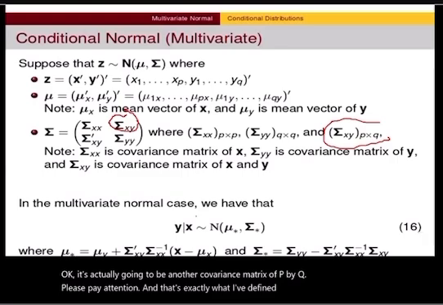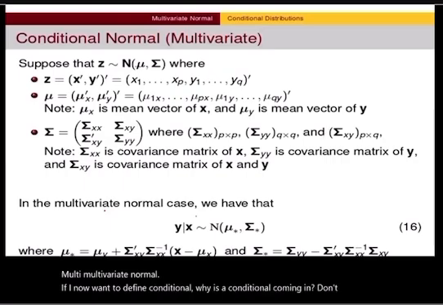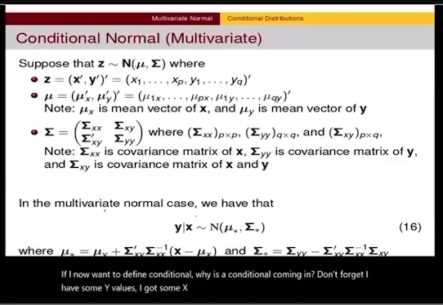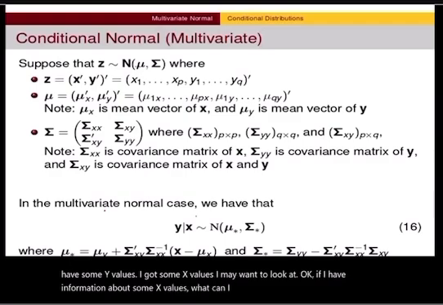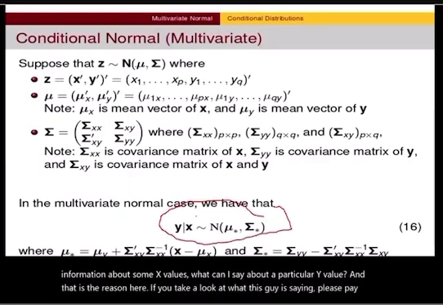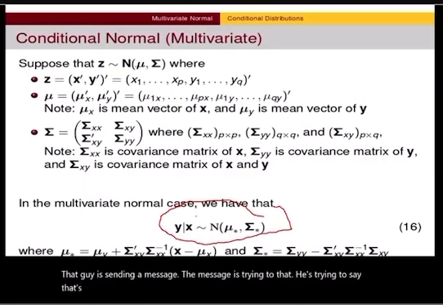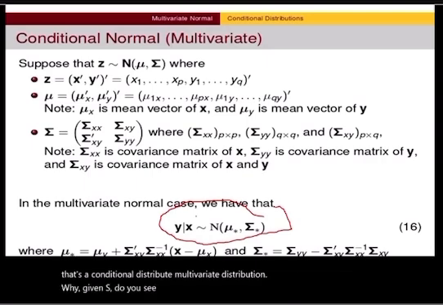Now, if I want to define the multivariate normal conditional, why is the conditional coming in? Don't forget, I have some y values and some x values. If I have information about some x values, what can I say about a particular y value? That is the reason. This is sending a message: it's a conditional multivariate distribution, y given x. This is not just multivariate normal, but a conditional multivariate normal.